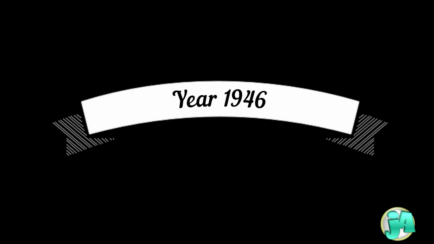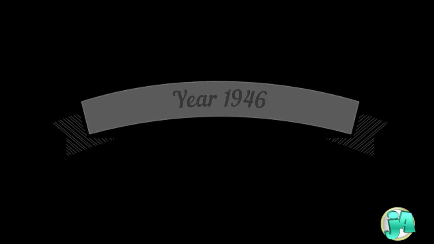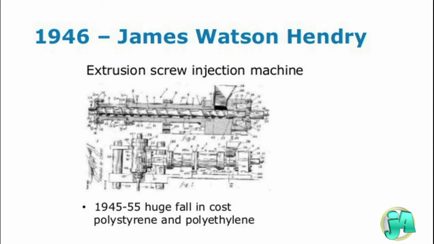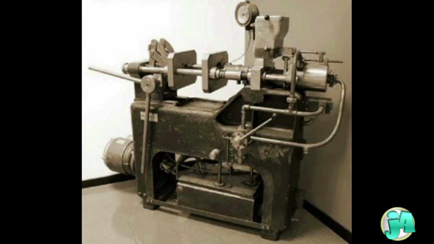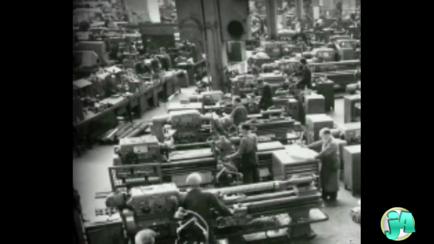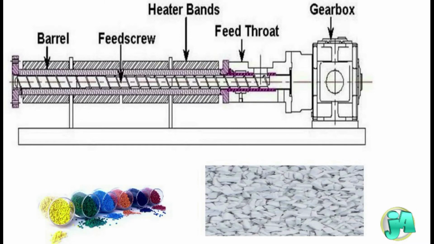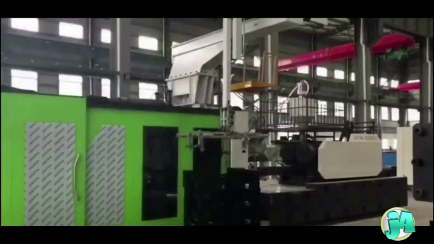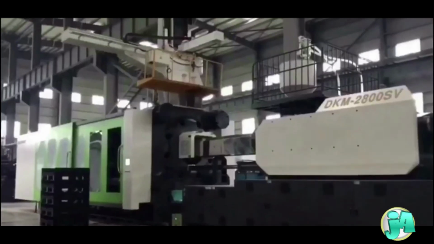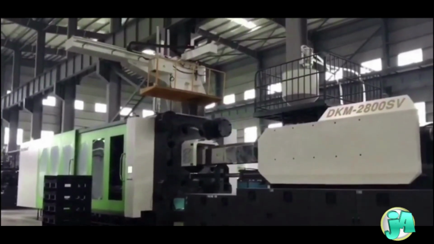In 1946, an American inventor named James Watson built the first screw injection plastic molding machine and transformed the plastic industry. It allowed much more control over quality and speed, and also allowed colored or recycled material to be added to virgin materials and thoroughly mixed before being injected. Even today, screw injection machines account for around 95% of all injection machines.